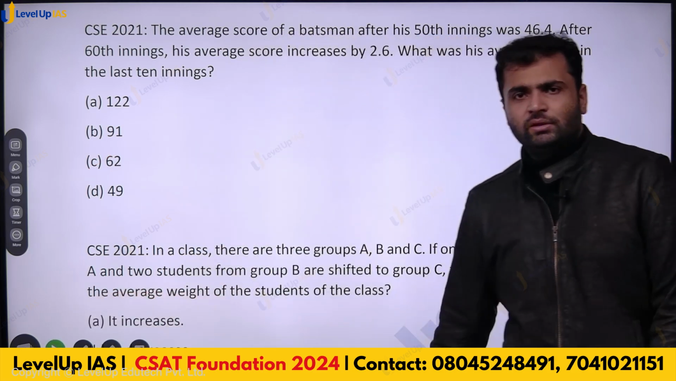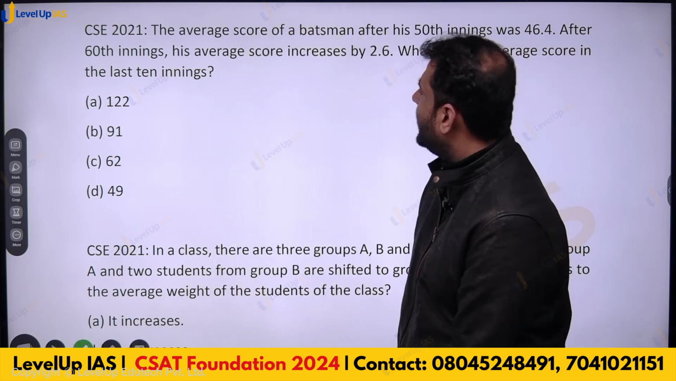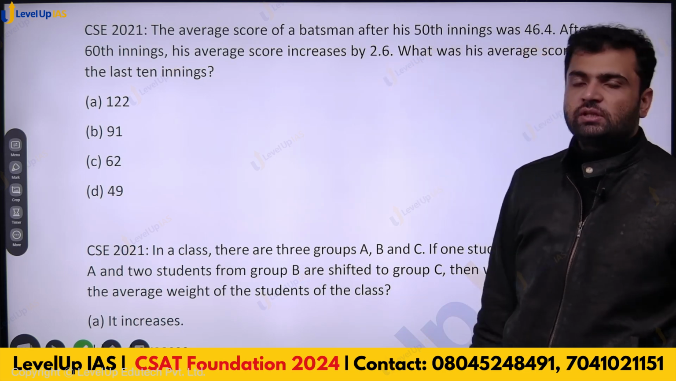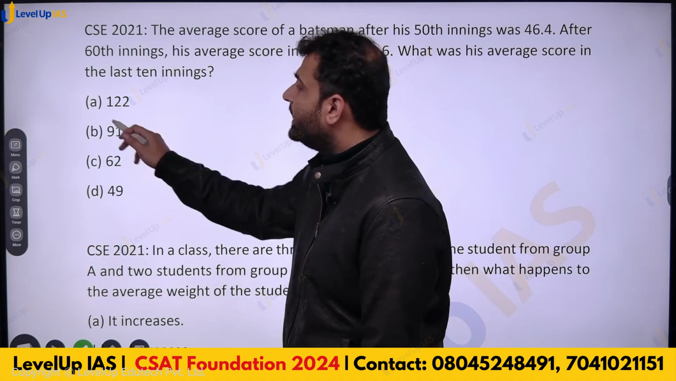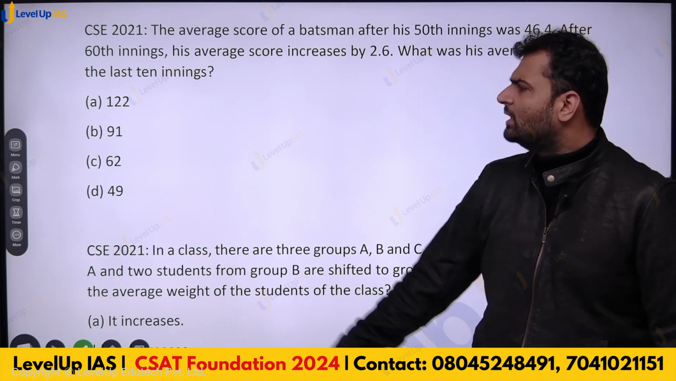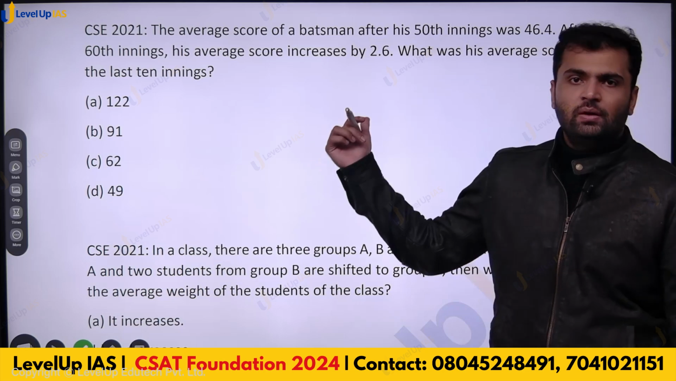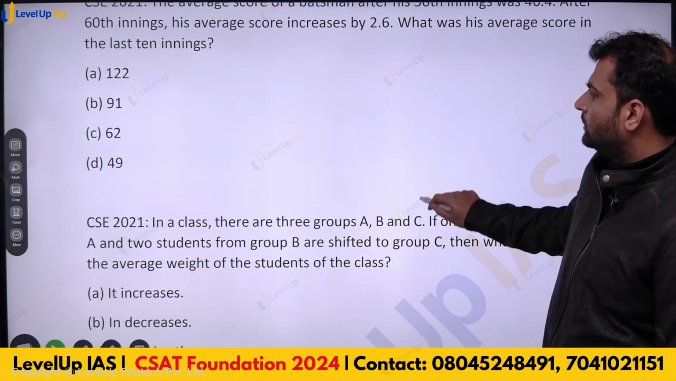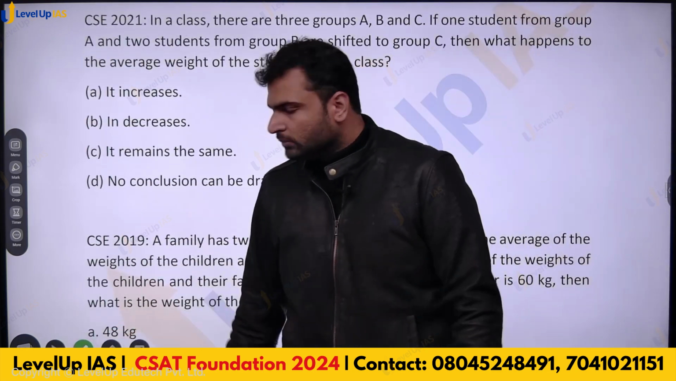You can also gauge it by looking at the answers if you are stuck in the last 2 seconds. So I think the first thing you can say is that average has increased by 2.6%, which is a substantial increase. So 49 is unlikely. 91 and 122 are too high to be the average in last 10 innings. So most probably the answer would be 62. That you can gauge, but mathematically you need to solve like I did. Let us see the next question.